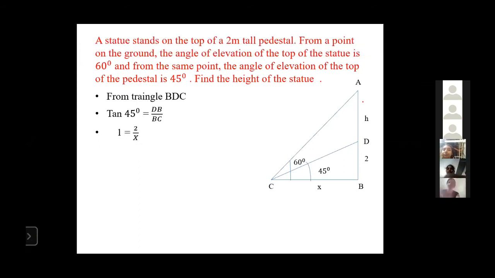Here tan 45 is 1, equal to the pedestal height 2 divided by BC, which is x. Cross multiply, we get x is equal to 2. This is our first equation.